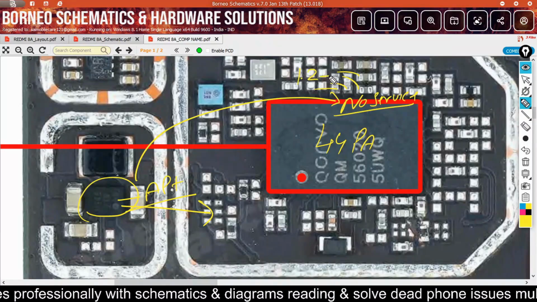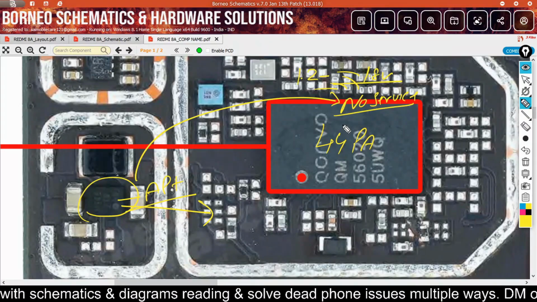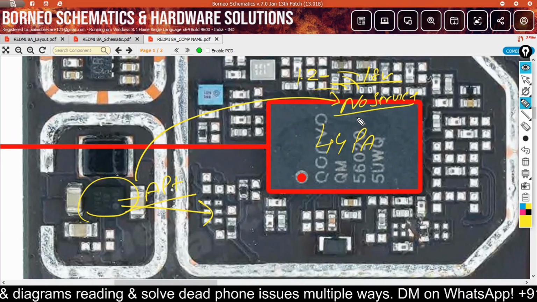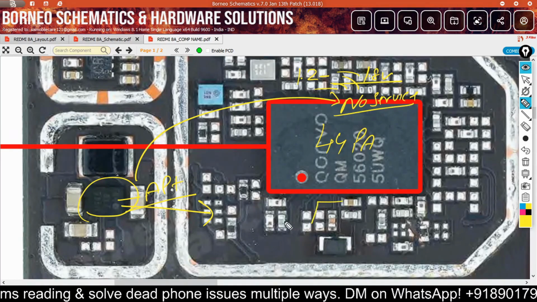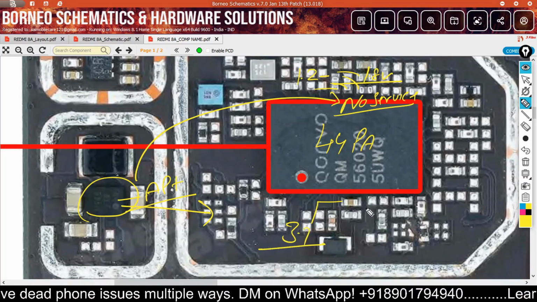You will see 1.2 volt to 1.8 volt. Clear? We can bypass also. I will tell you later about this. Now let's suppose there is a 4G 3.7 volt. I'm talking about the water logging point. Sometimes you will check here.